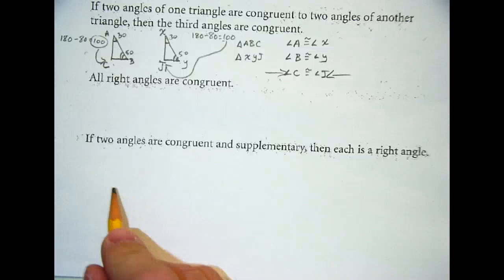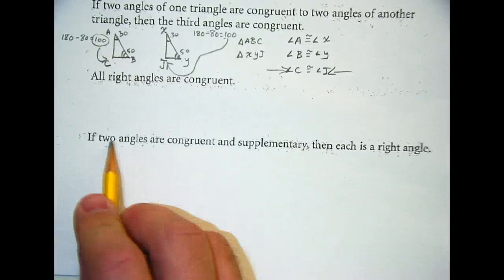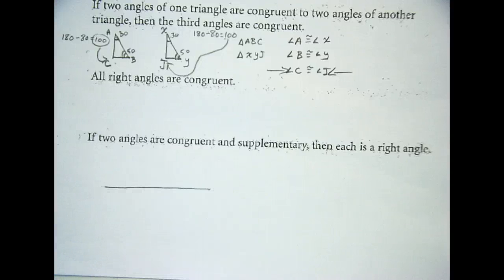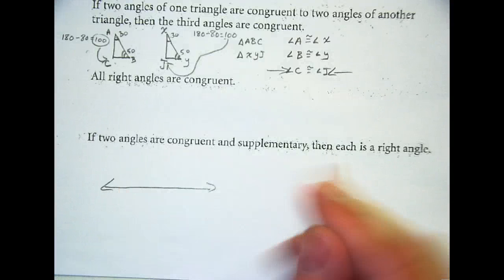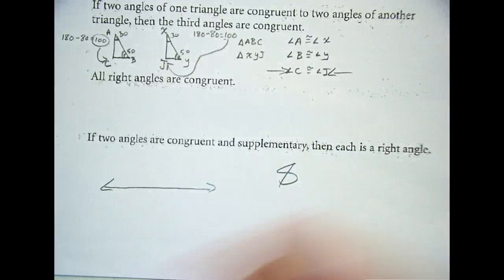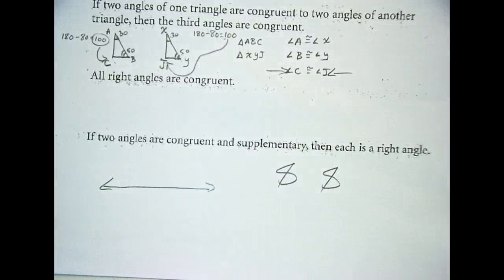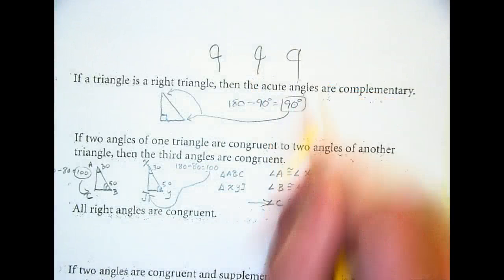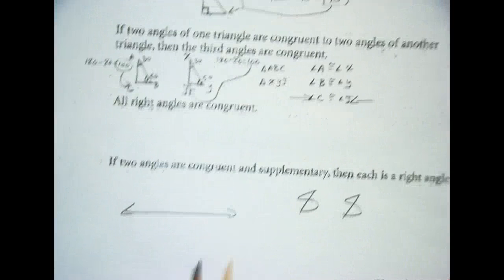So if two angles are congruent and supplementary, so let's say a straight line, that gives me supplementary angles, right? Remember, supplementary, add up to 180. You have the letter S for supplementary, you draw the line and you get the 8. Versus the complementary, you have the C, you draw the line, you get a 9. Complementary is 90, supplementary is 180.